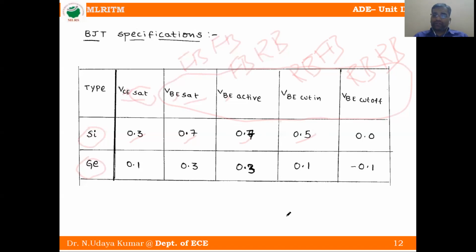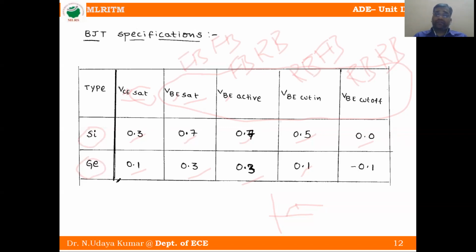For example, this is the graph. After 0.5 volts it will conduct, and after 0.7 volts it is active, meaning it stays constant at 0.7 volts. VBE cut-off means 0. Similarly, for germanium, VCE saturation is 0.1 volts, VBE saturation is 0.3, VBE active is 0.3, VBE cut-in is 0.1, and VBE cut-off is minus 0.1.